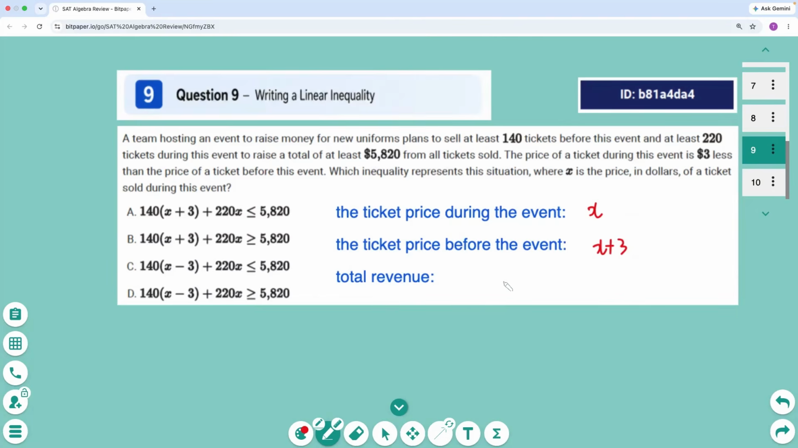So set up the revenue: from tickets sold before the event it is 140 times (x plus 3), plus the revenue from tickets sold during the event, which is 220x. Remember, at least means greater than or equal to. So because the team wants to raise at least $5,820, the total revenue must be greater than or equal to 5,820. So this matches choice B.